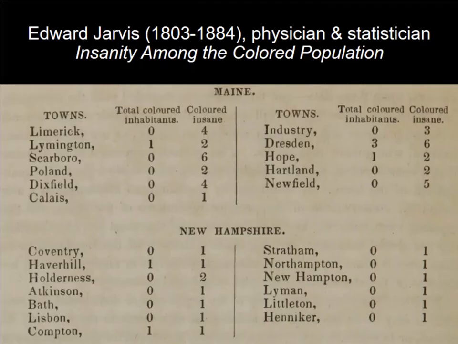Well, Edward Jarvis, he was a physician and statistician in Massachusetts. He looked into this a little more deeply and wrote a monograph called Insanity Among the Colored Population. Here's a page from that. And you note in Maine there, up on the upper left, these are all different towns in Maine, and you can see that the number of colored insane consistently exceeds the number of colored inhabitants. And in many cases, many towns have quite a few colored insane with no colored inhabitants whatsoever.